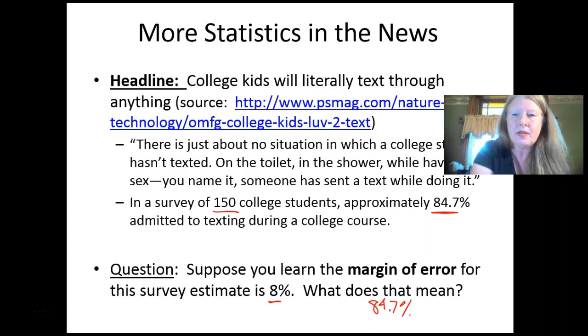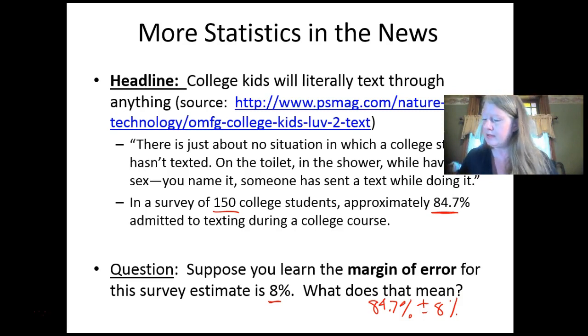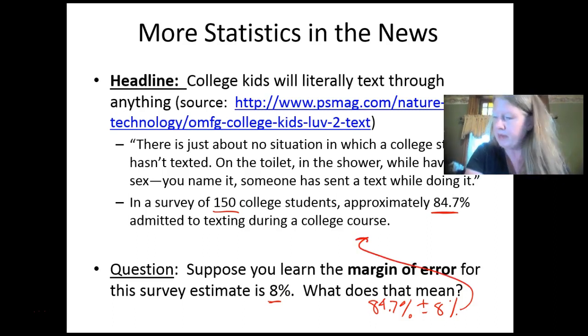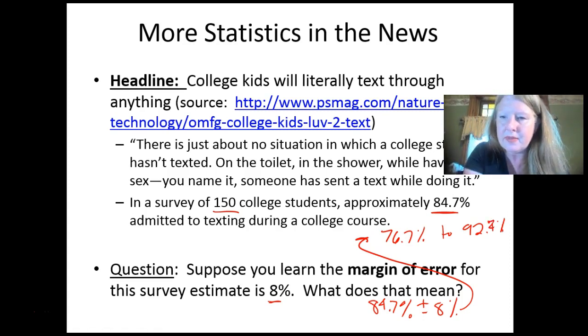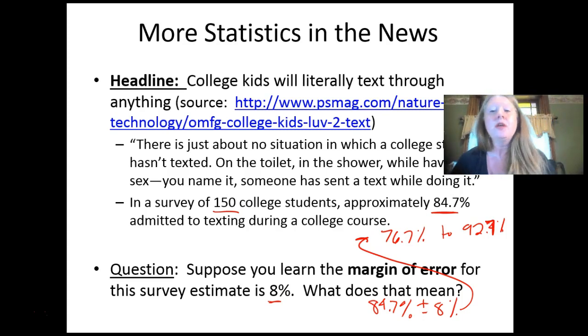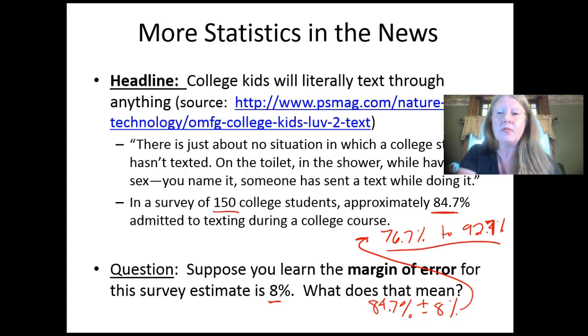So if we took 84.7% plus or minus 8%, what's that going to give us? I'm not very good with math in my head. I should be, but I'm not. 76.7% to 92.7%. Okay, so I take 84.7%, I add and subtract the margin of error. That gives me this interval from 76.7% to 92.7%.